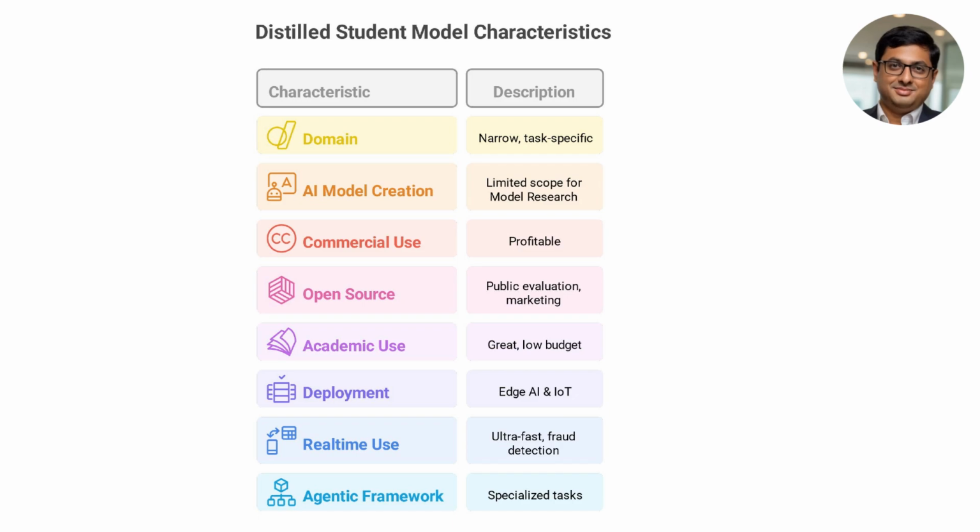Distilled student models are smaller, resulting in lower latency and reduced cost. This makes them highly profitable for commercial deployment. They're also ideal for academic use and public evaluation, including open source and marketing purposes. Their narrow, task-specific skills are well suited for specialized deployment in multi-agent frameworks. Their specialization allows each agent to excel at a defined role, boosting the overall system's efficiency.